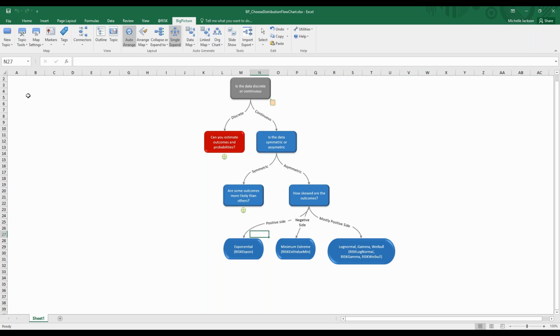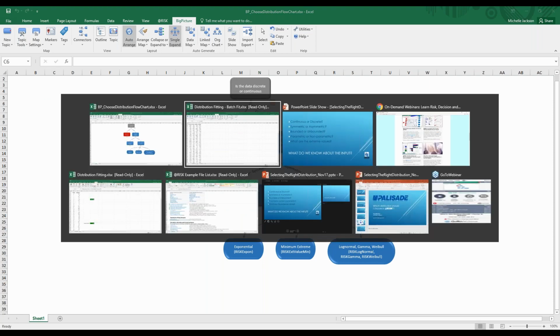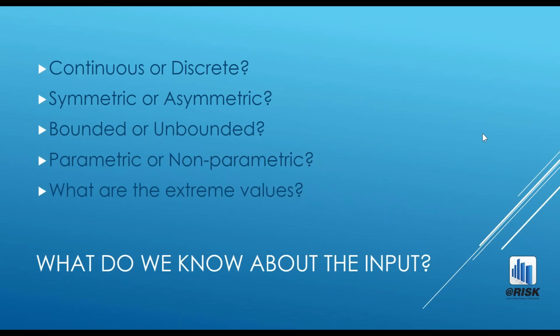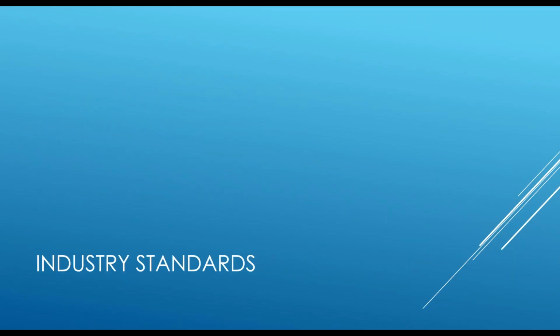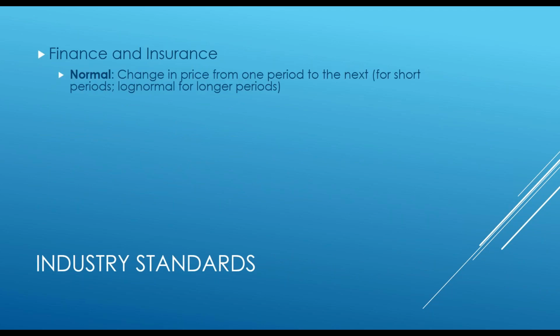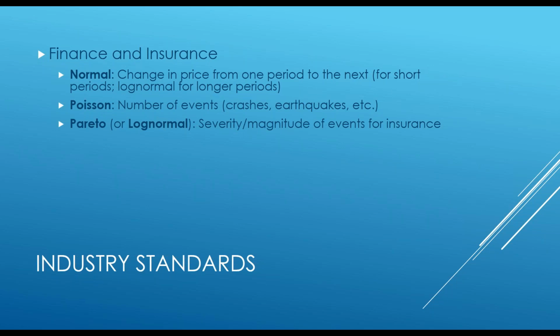So another situation that we can talk about are those industry standards. I mentioned those earlier, so let me just quickly hop over here and talk about some of those industry standards, and I am going to show you how to add some distributions in Excel. I just want to cover some of these other basics as well. But industry standards in finance and insurance: normal could be used for change in price from one period to the next for short periods, and log normal for longer periods. Poisson is the number of events, crashes and earthquakes. Pareto or log normal is severity and magnitude.